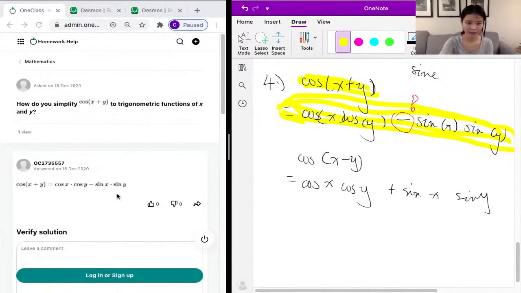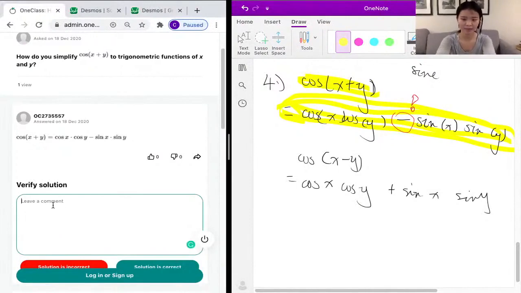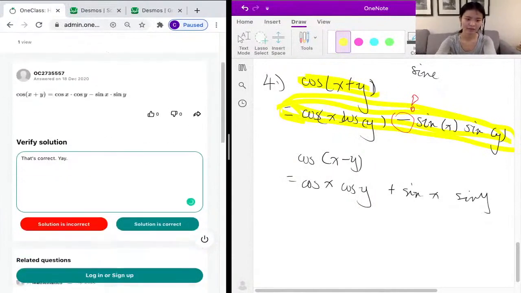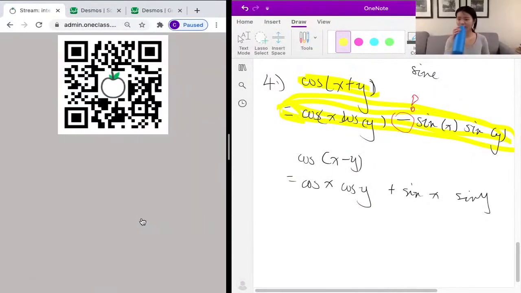Now, let's look at the sample solution. Oh, our sample solution here is perfect, it's correct. It probably would be easier if they just mentioned the sum and difference identity, but that is fine. So let's just say that that's correct. Yay. Cool. Nice. Now let's move on to our next problem.